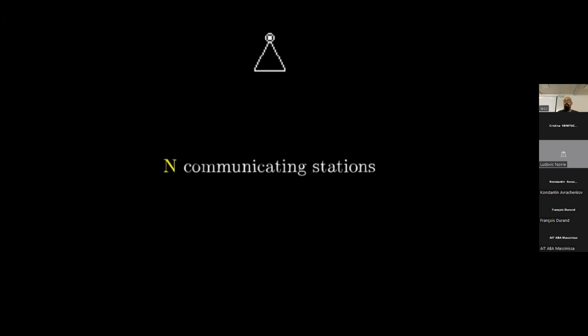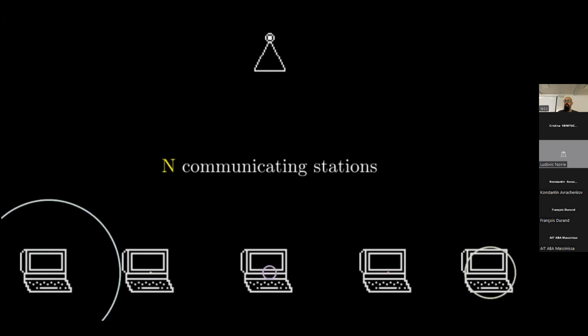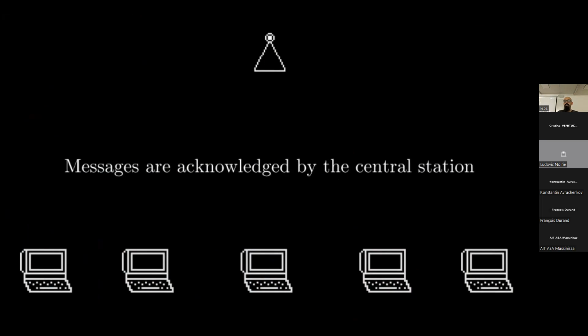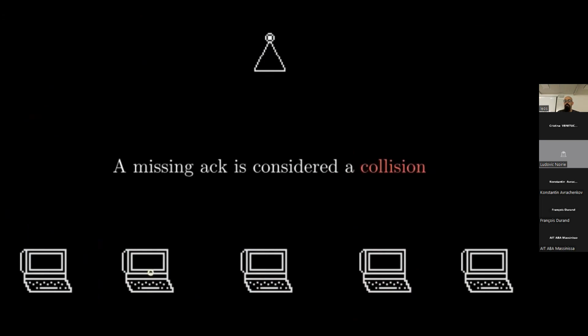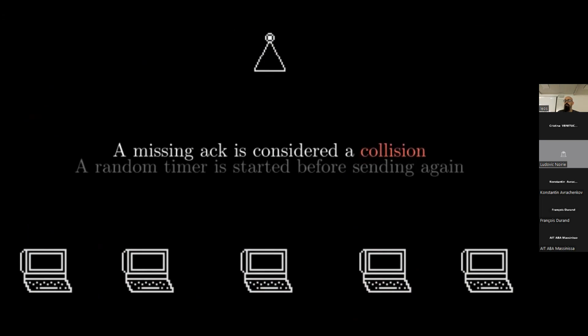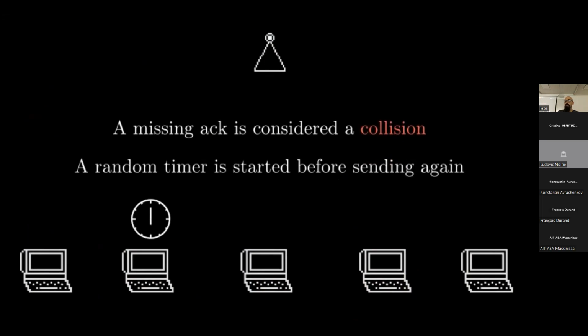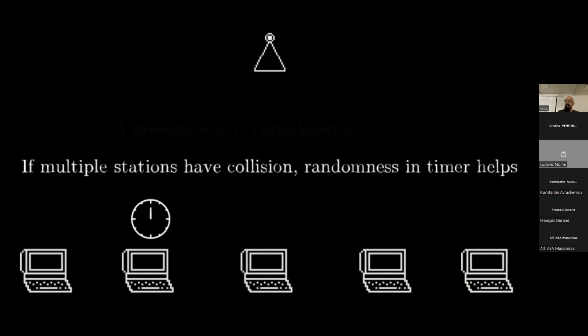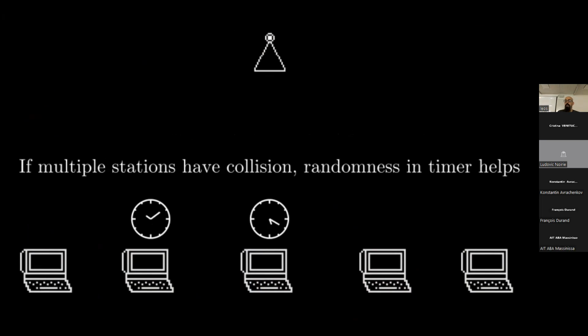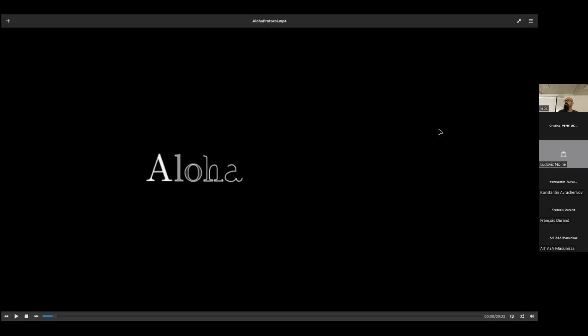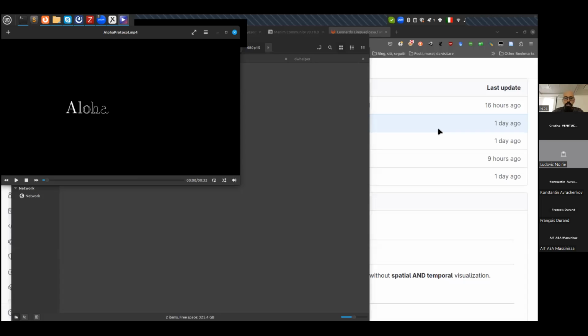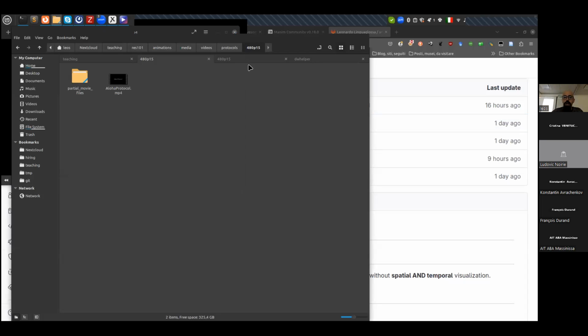You have one central station and n communicating stations. Communicating stations communicate wirelessly via electromagnetic waves. The messages are always acknowledged by the central station, and a missing ACK is considered a collision. Then, in case of a collision, we have a random timer before sending again. And if there are multiple collisions, randomness, typically an exponential backoff time, is used to avoid subsequent collisions. This is just an example.